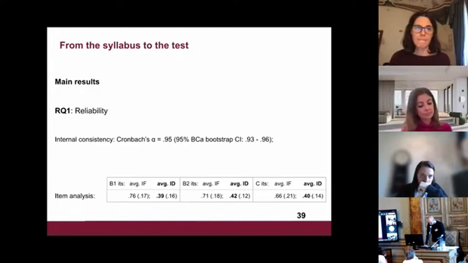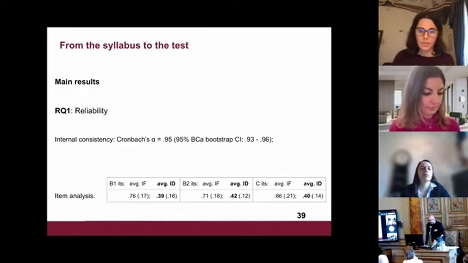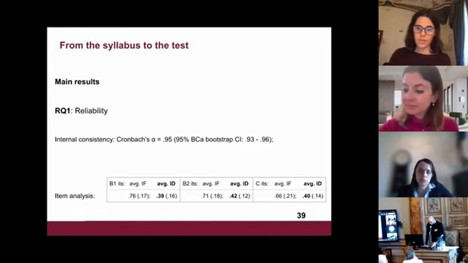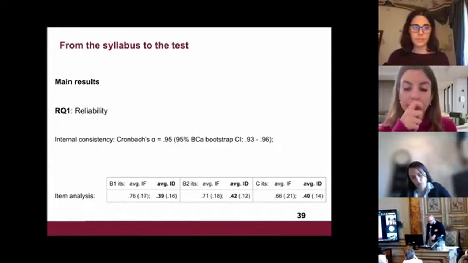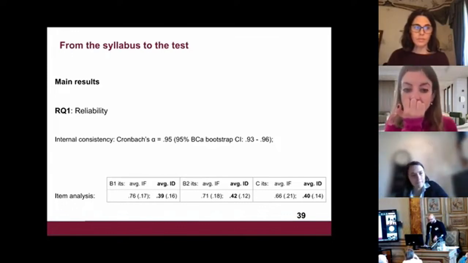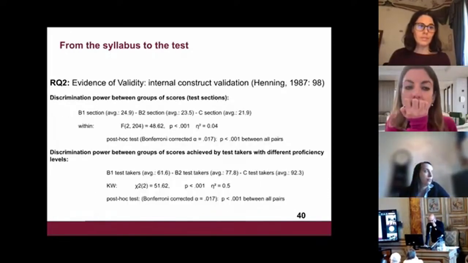more accurate than chance. And in terms of item analysis, we conducted the analysis using the instruments of classical test theory, and we found that on average the section of the test composed of B1 items has an average item discrimination value of 0.39, the B2 0.42, and the C1 0.40, which are again desirable results. Next slide. Let's see the evidence of validity. Internal construct validation, we followed Henning.